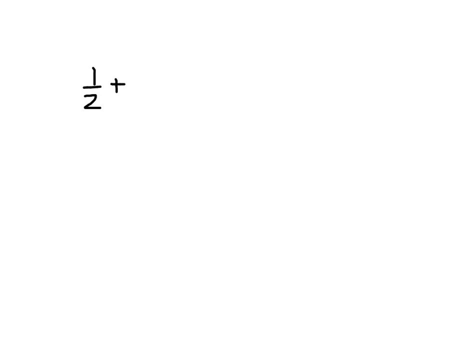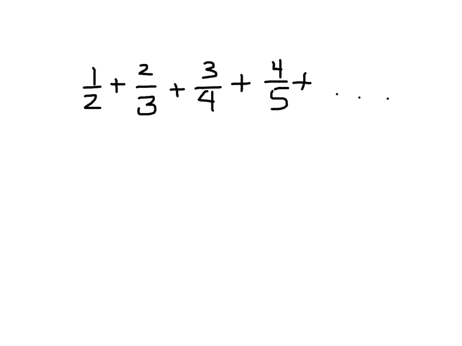1/2 plus 2/3 plus 3/4 plus 4/5 plus, and so on. What does it mean when the 3 dots are at the end? It goes on forever, which we called yesterday a what? Infinite. So what symbol do you think we're going to have? An infinity symbol. Where? On the top.